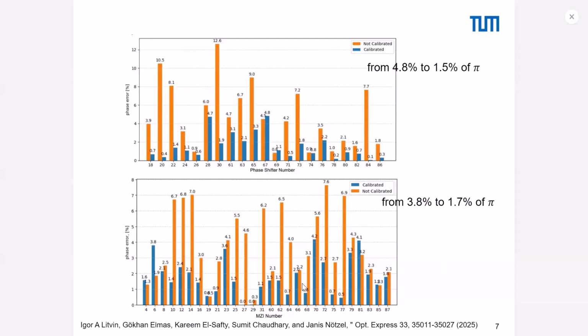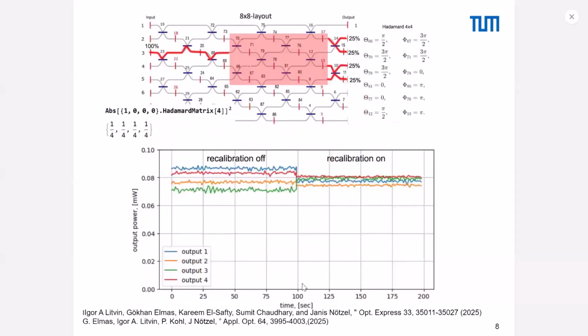Okay, will it help or not? We can see on this picture what we did. We have a single input, number 3, we send a 1550 laser, and then we use the array to decompose the 8 by 8 Hadamard transformation. We decompose this array like a 4 by 4 matrix, and these are the phase shifts which we have. What we expect is equally redistributed power after such decomposition. And this is the result before recalibration, and after recalibration we can see quite significant improvement of equality of all signals.